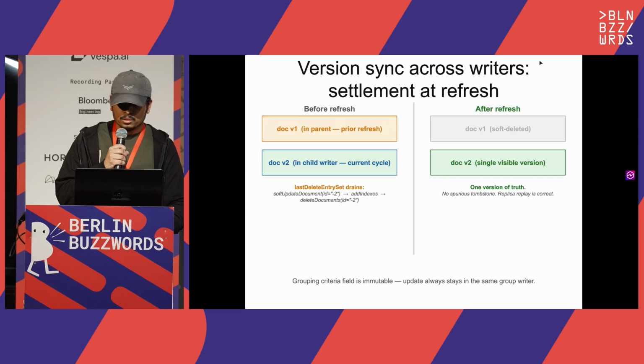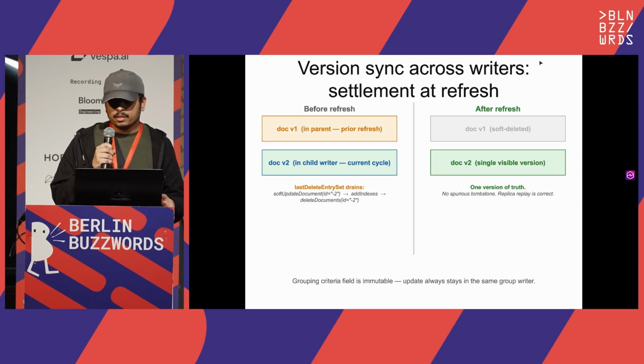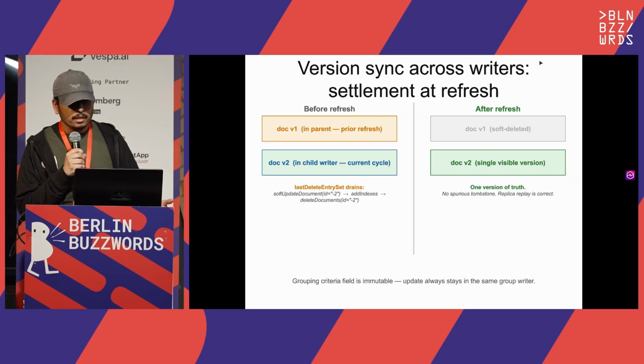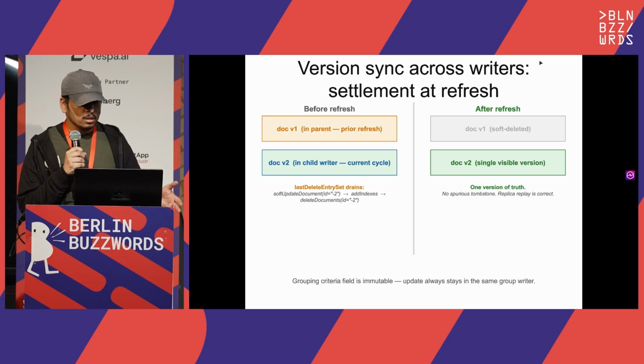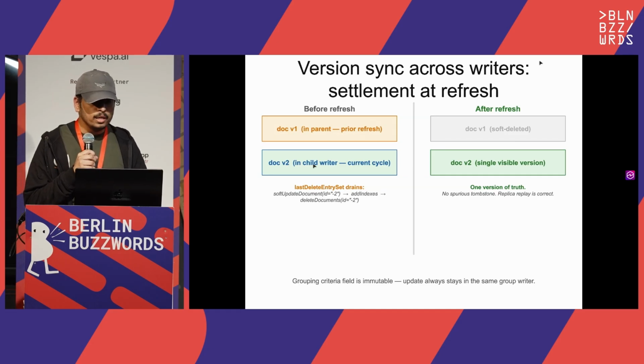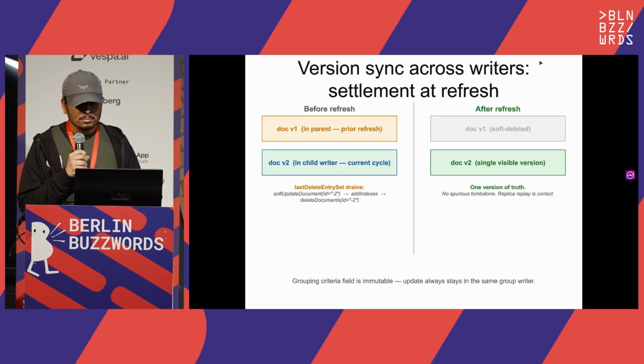The second part is version settlement, which happens during refresh time. The composite index writer drains the buffered delete entries that have come so far, and for each delete entry it performs a soft delete of the older version on the parent writer, making it invisible. Then it syncs the new version of the segment from the group writer, thus ensuring that after refresh, only a single version of the document is visible.